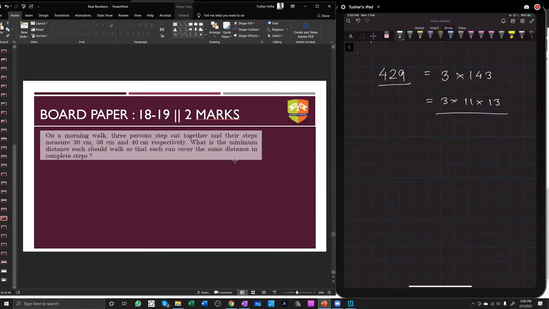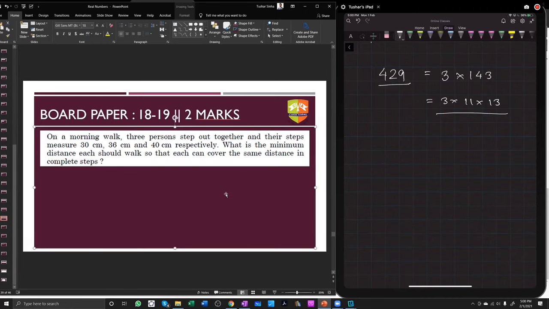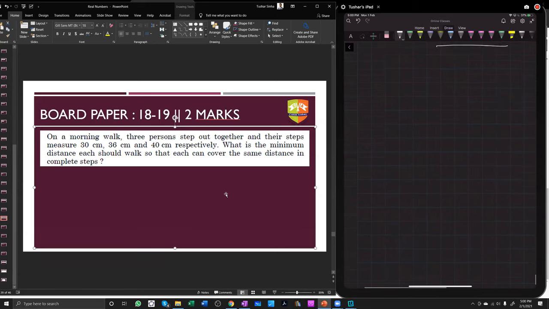So next one. This is a word problem. You can expect these kinds of questions also. On a morning walk, three persons step out together and their steps measure 30, 36, 40 centimeters respectively. What is the minimum distance each should walk so that each can cover the same distance in complete steps? Basically, they are asking you to find the LCM of these three numbers so that they can complete that distance in integral steps, isn't it? So LCM of 30, 36 and 40 in centimeters.